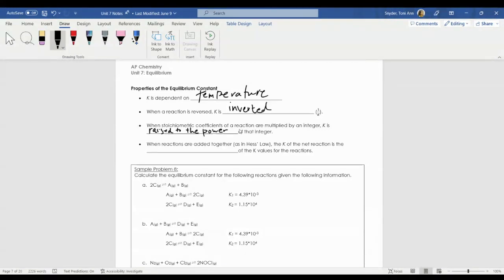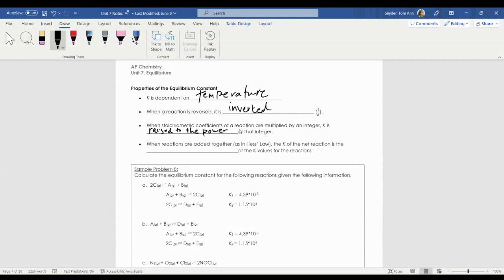So you might remember talking about redox reactions when you had to take a reaction and multiply it by 2 to get the correct number of electrons on both sides. You're not going to multiply your equilibrium constant by 2. You're actually going to square it. So you're raising it to the power of that integer.